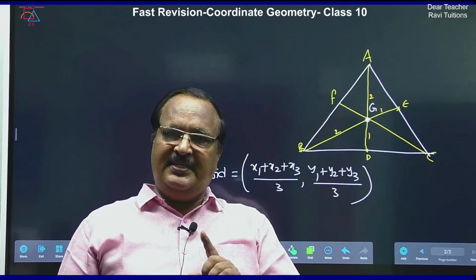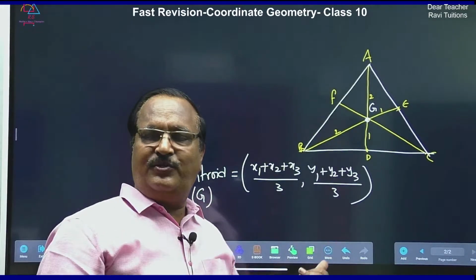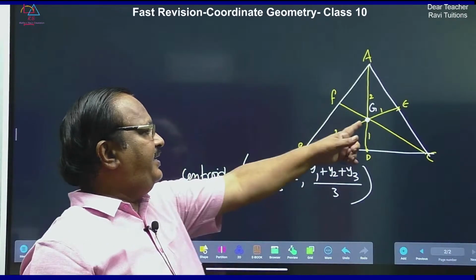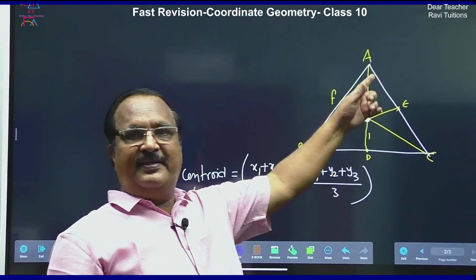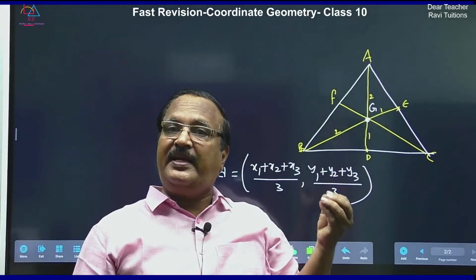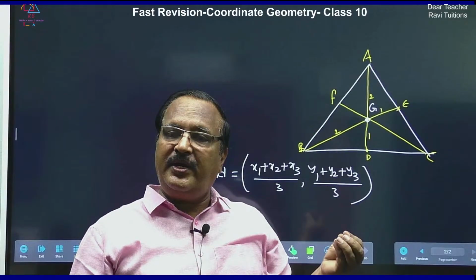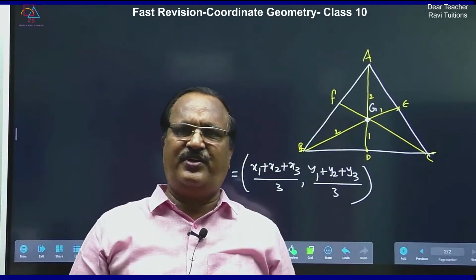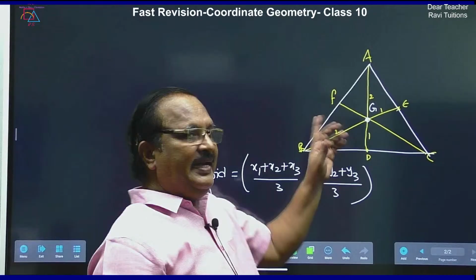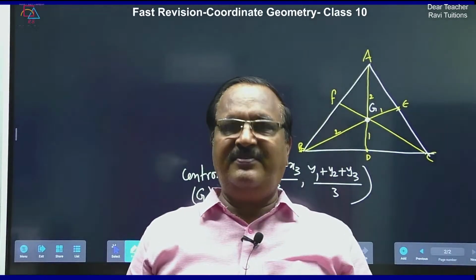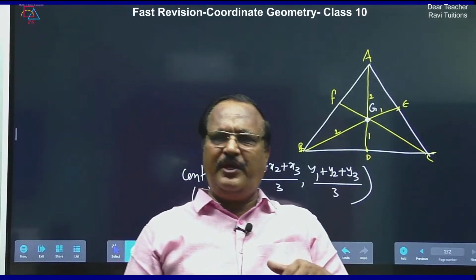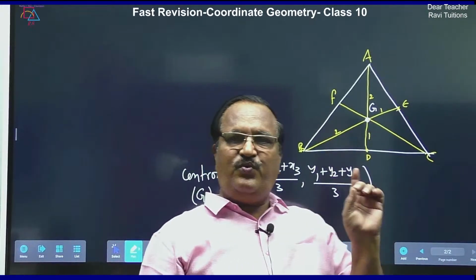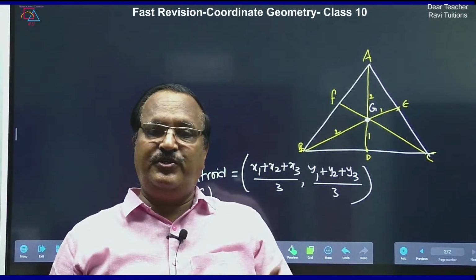G divides every median in the ratio 2 is to 1. G means the centroid. The centroid is the point of intersection of the medians of a triangle. Median will be there only for a triangle. You may get this in MCQ questions also. So the centroid divides each median in the ratio 2 is to 1.